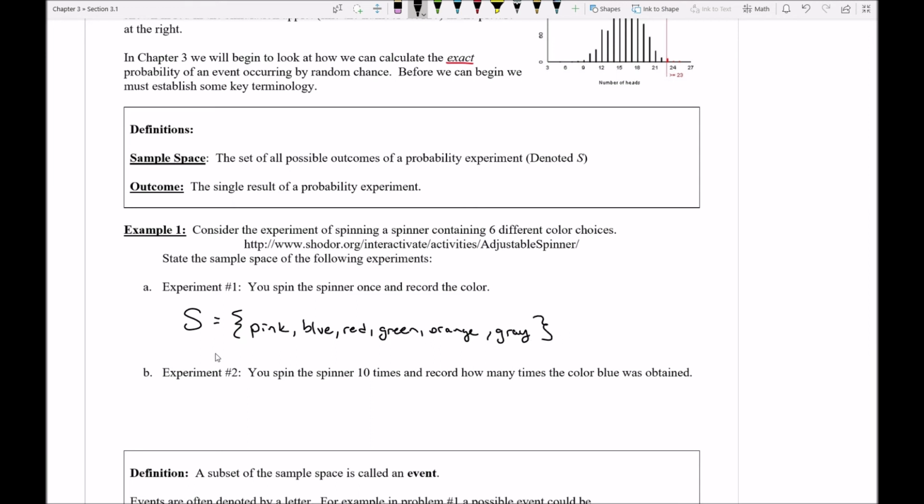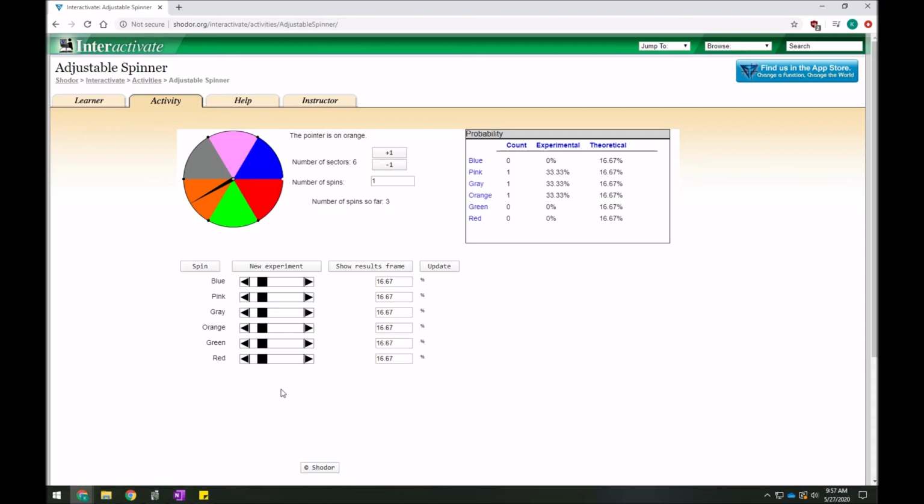That's my sample space. Now notice, even though I'm going to work with the same spinner in experiment number 2, I'm going to change what I'm interested in actually counting or measuring. I'm going to spin the spinner now 10 total times, and I'm going to record how many times the color blue was obtained. If I go back to the spinner, I can see I've already spun it 3 times. And if I spin it 7 more times all at once, it'll give me a bunch of added results.